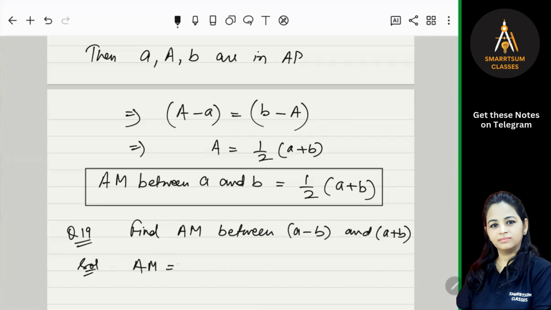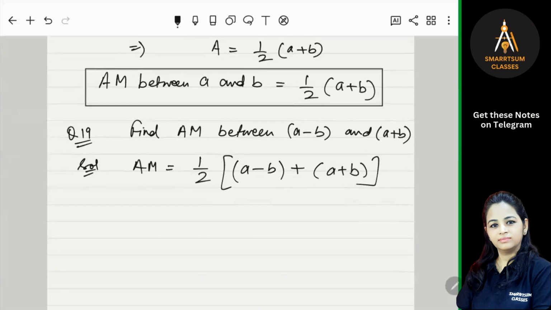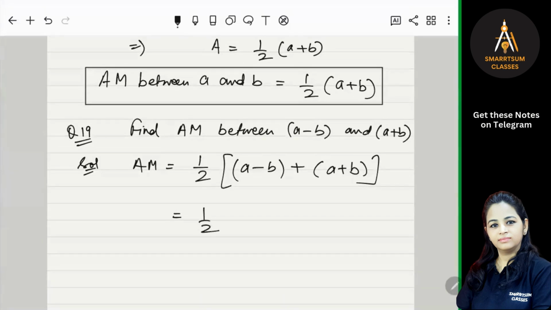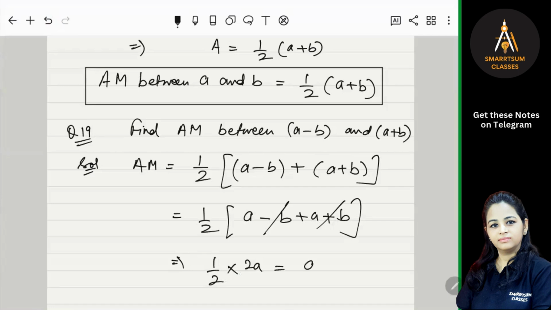Arithmetic mean will be equal to half of both the values, right? So add them: A minus B plus A plus B. Solve it. So what you will be getting? 1 by 2 (A minus B plus A plus B). B will cancel. So this will be equal to 1 upon 2 into 2A, that is A. So the arithmetic mean between A minus B and A plus B will be A.